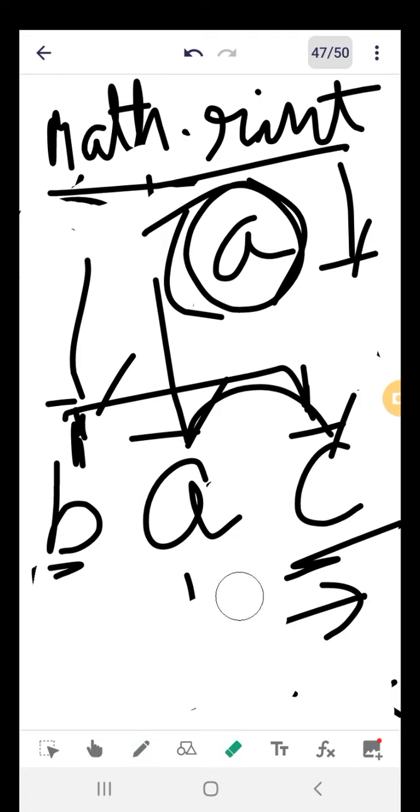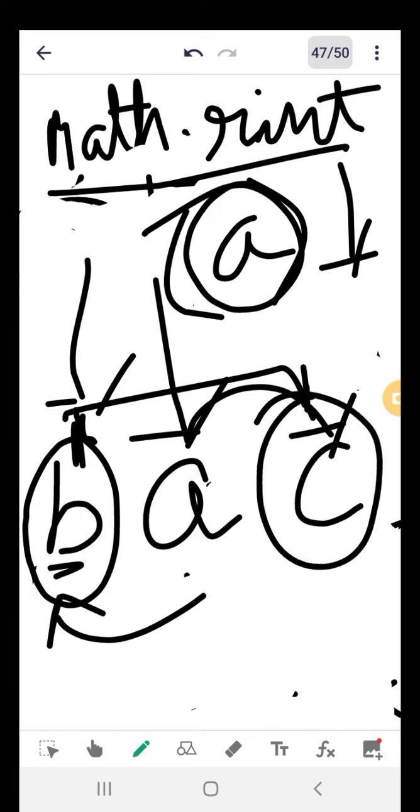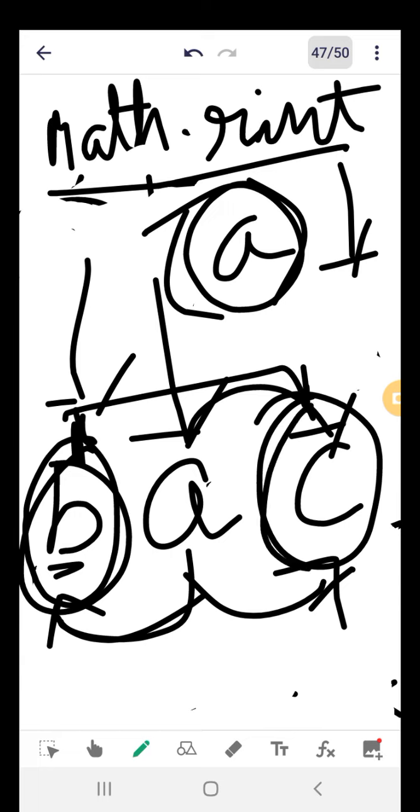But in case of round, this will happen, whatever I told now. In case of rint also it will happen, but Math.rint will also check whether the number which I am giving as output, whether it is B or C, whether it is less than A or greater than A, whatever it is, it will check which one is even. That value it will return.